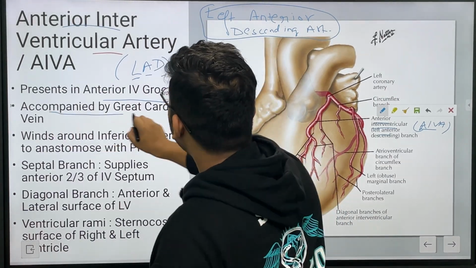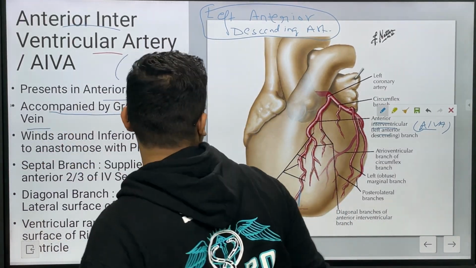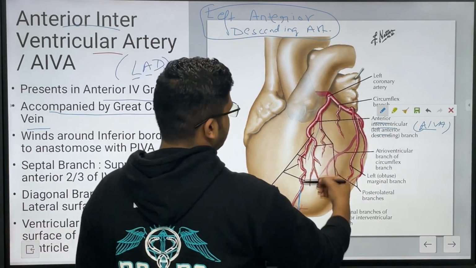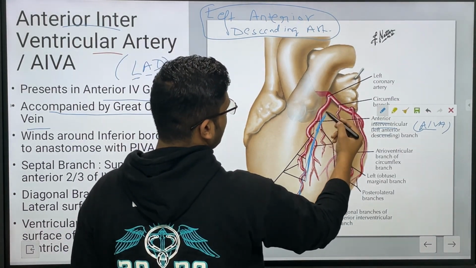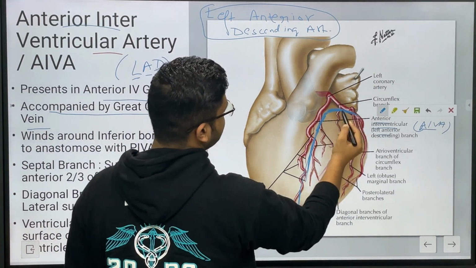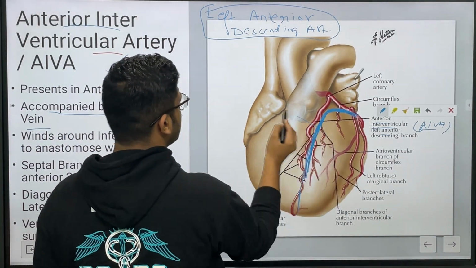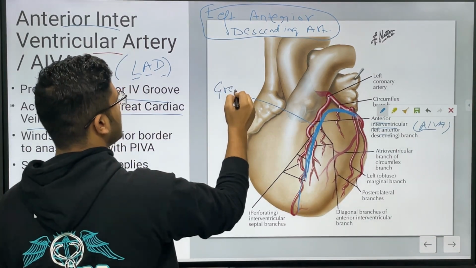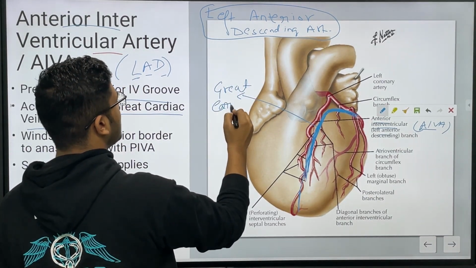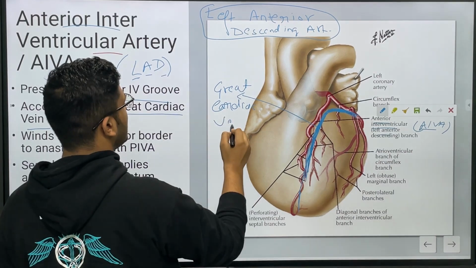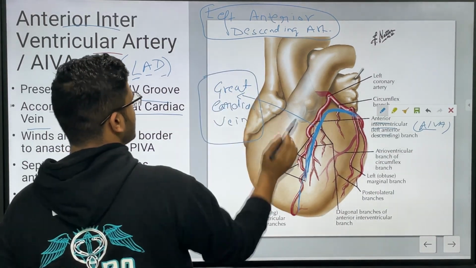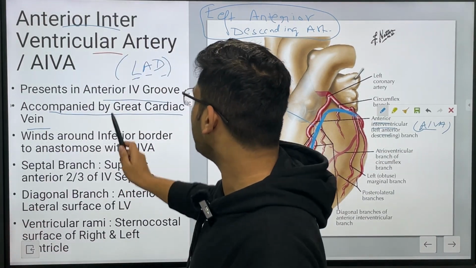The next point is that it is accompanied by the great cardiac vein. There is one vein which is running in this manner. Okay, this we will discuss in a further slide in detail. This is known as the great cardiac vein, so it is accompanied by the great cardiac vein.